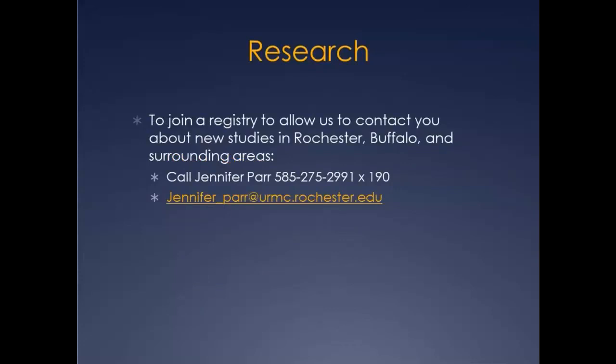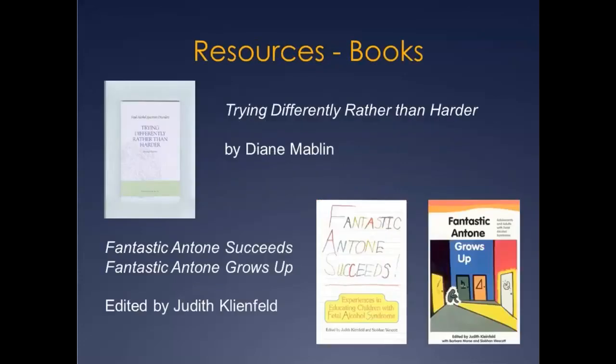There's a couple of slides here I'll show in a minute on some current projects I'm working on that might be of interest. But prior to that, there's a couple of books that I recommended. One called Trying Differently Rather Than Harder by Diane Malbin that families really like. It's about 70 or 80 pages long. It's really digestible, and it talks a lot about these ideas of reframing, accommodations, and parent support. There's also the fantastic Anton series that parents like.